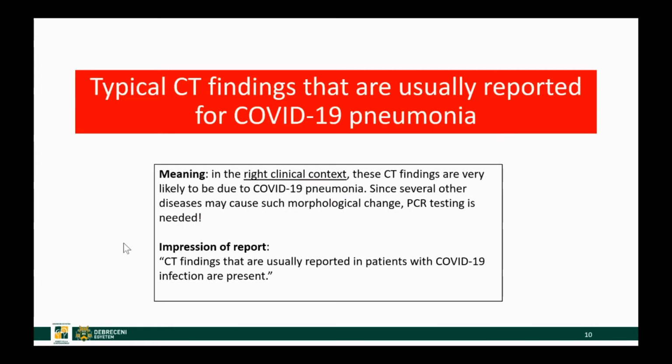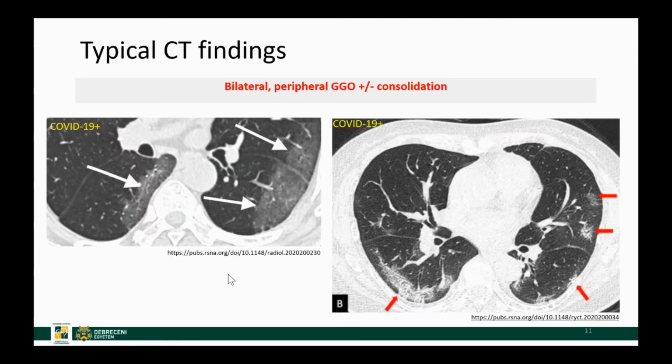Let's start with the typical CT findings that are usually reported for COVID-19 pneumonia and in the right clinical context are very likely to be due to COVID-19. In these cases, you can write under impression that CT findings that are usually reported in patients with COVID-19 are present. First on the list of typical CT findings of COVID-19 pneumonia are bilateral peripheral ground glass opacities or ground glass opacities and consolidations. By definition, a ground glass opacity is an area with increased density that doesn't hide the underlying vessels, bronchi, etc. On the other hand, the consolidation obscures the underlying parenchyma.